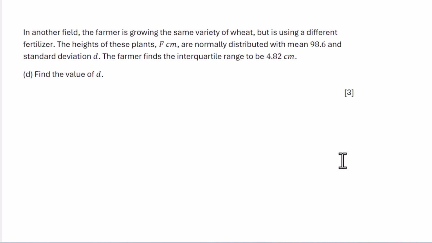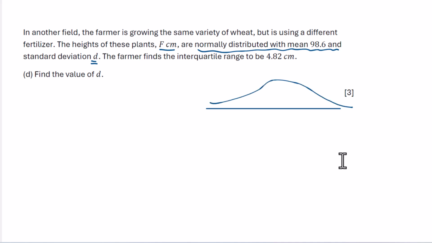In another field, the farmer is growing the same variety of wheat, but is using a different fertilizer. The heights of these plants, F centimeters, are normally distributed with a mean 98.6 and a standard deviation D. The farmer finds the interquartile range to be 4.82 centimeters. Find the value of D.